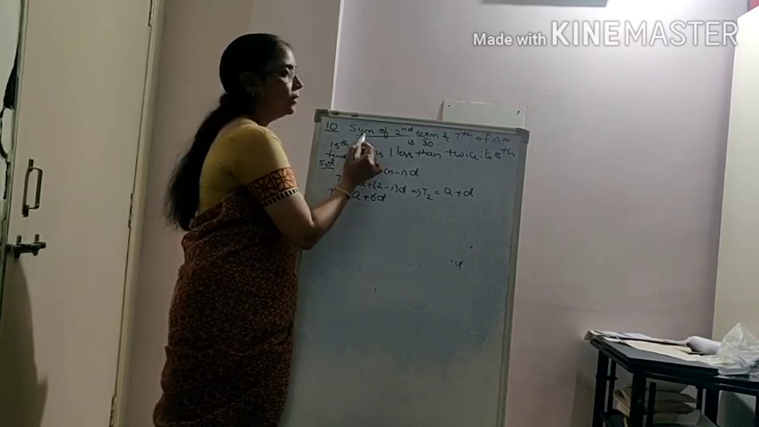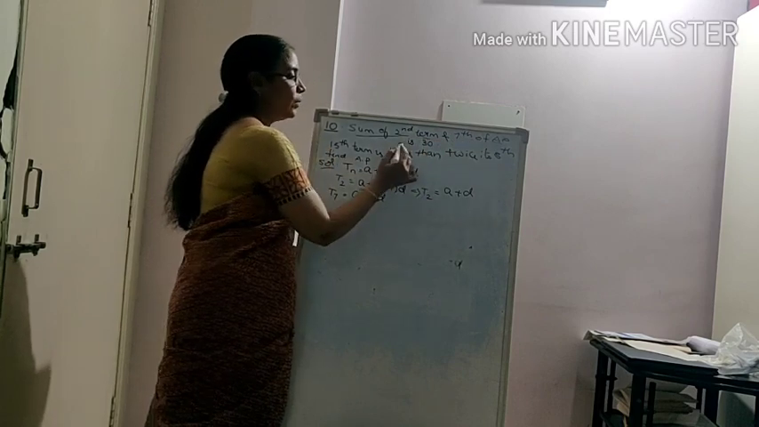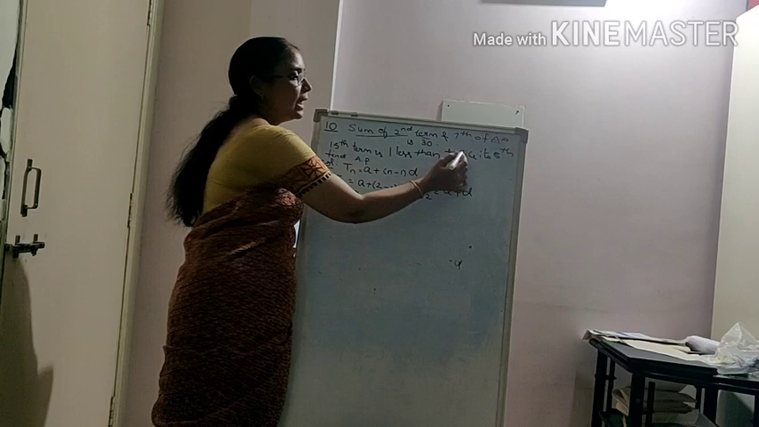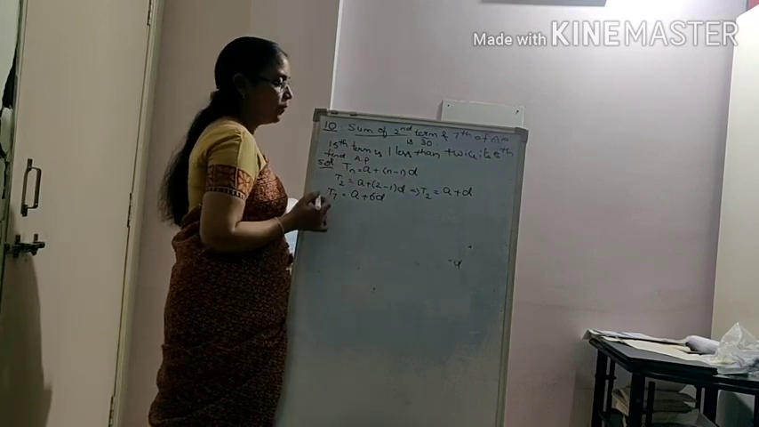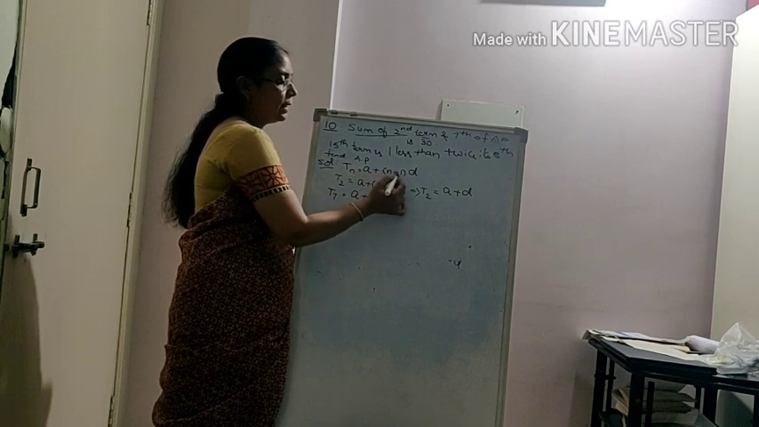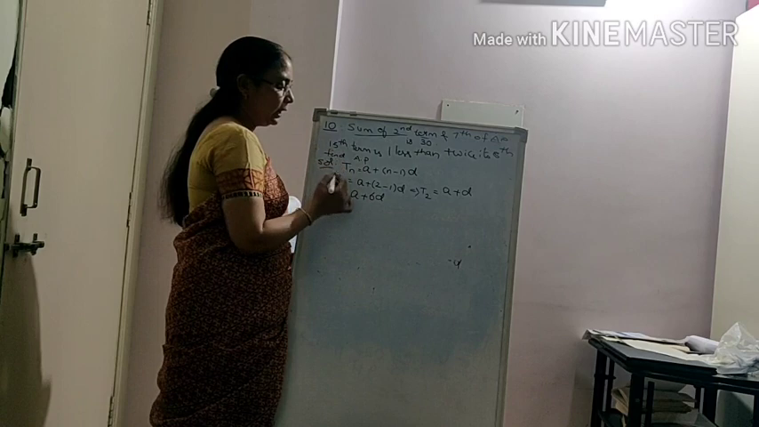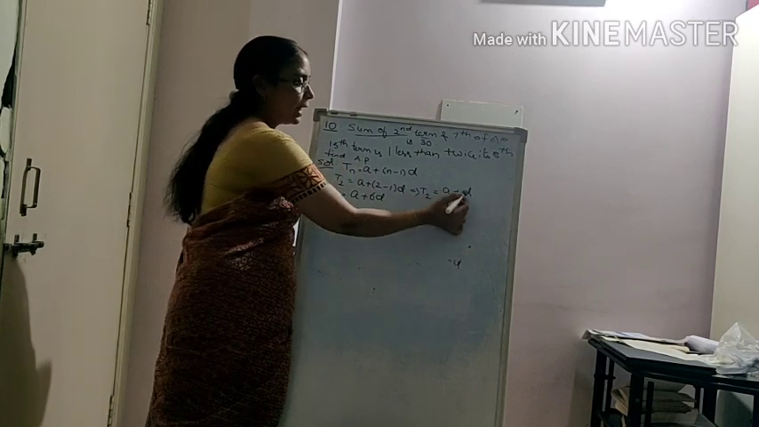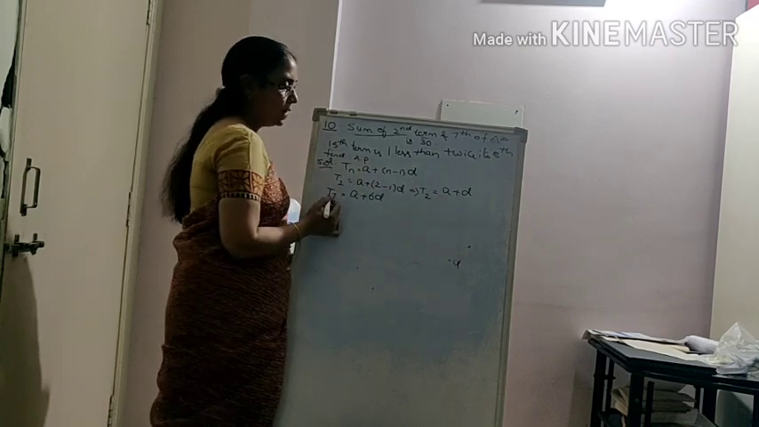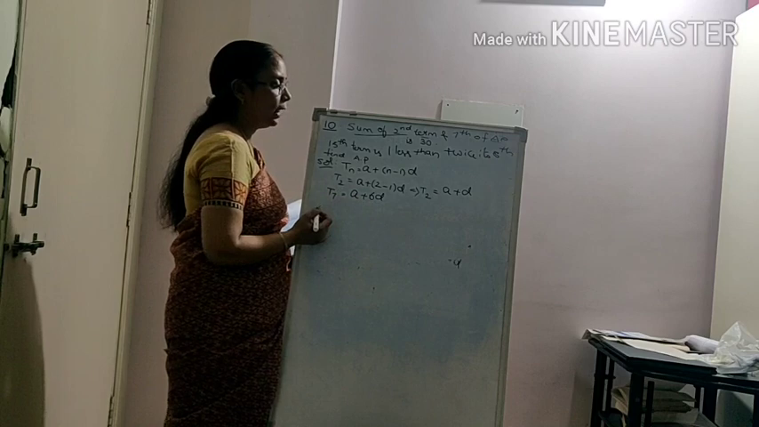It is given that the sum of the second term and seventh term of an AP is 30. The 15th term is 1 less than twice its 8th term. Find the AP. We have learned that the general term is Tn is equal to A plus n minus 1 into D. Therefore, you can write the second term as A plus 2 minus 1 into D. T2 is equal to A plus D. Similarly, T7 is equal to A plus 6D.